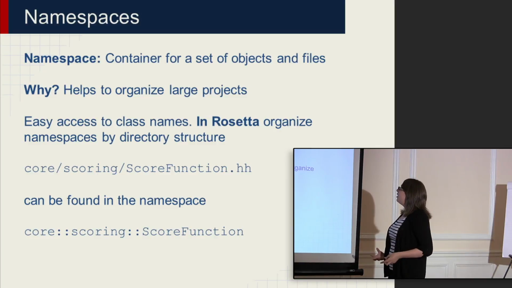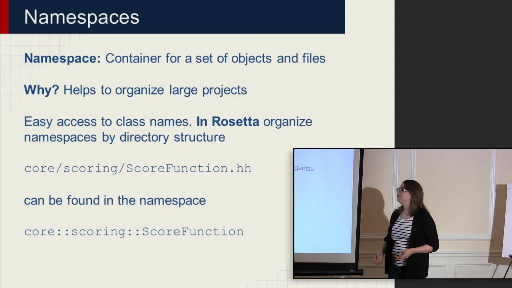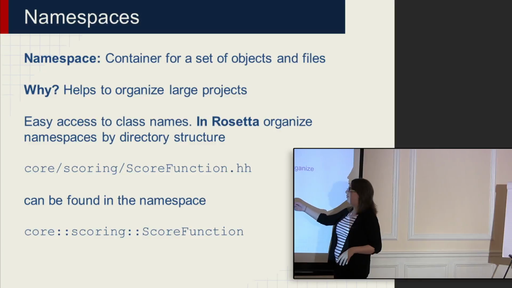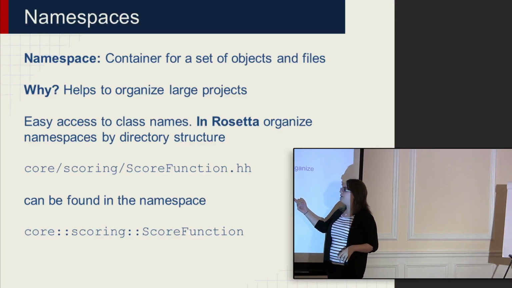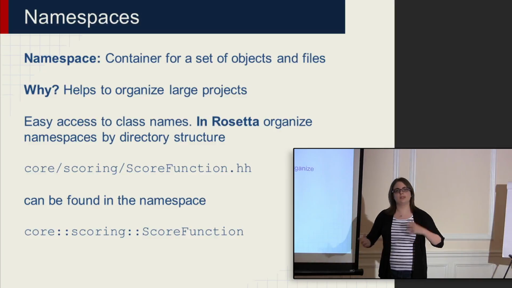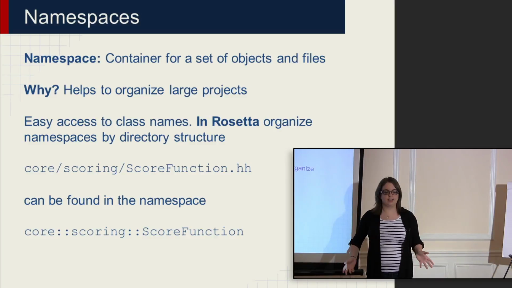It makes working in Rosetta a lot easier. And in Rosetta, it's a coding convention to organize your namespaces like the directory structure. So if you have the file core score function, that would go in the namespace core scoring. And it becomes this more reliable way to access a class.